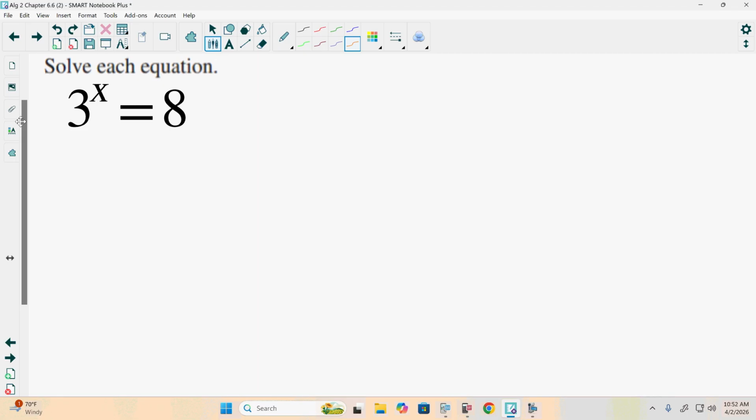3 to the x equals 8. The main thing we want first is to have one base on either side, one term on either side. So for the 3 to the x, I don't want anything being added to it. I don't want anything being multiplied by it. We need everything on the other side. And incidentally, we do indeed have that, yes?